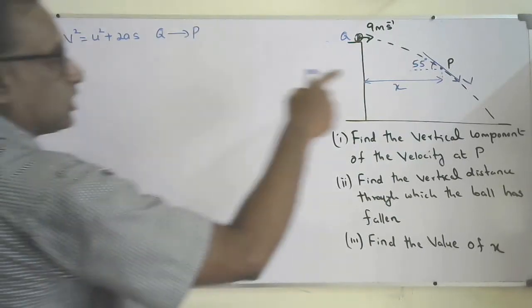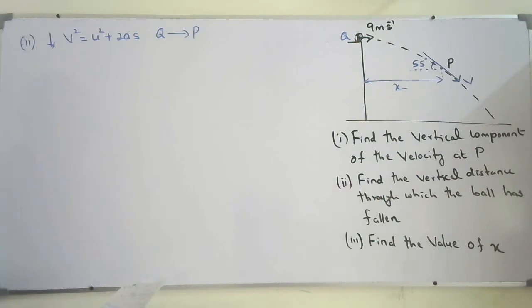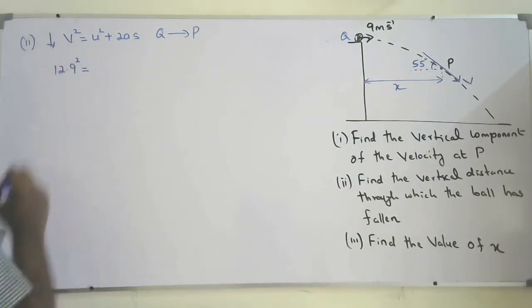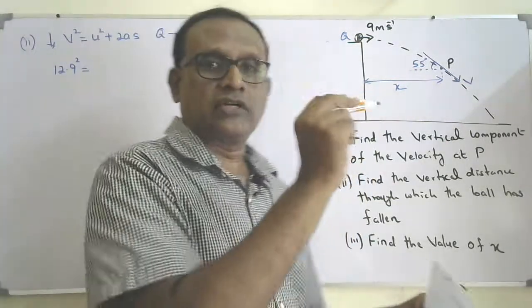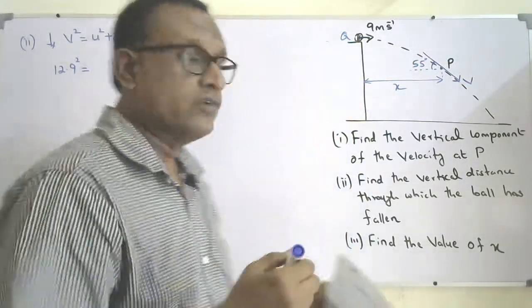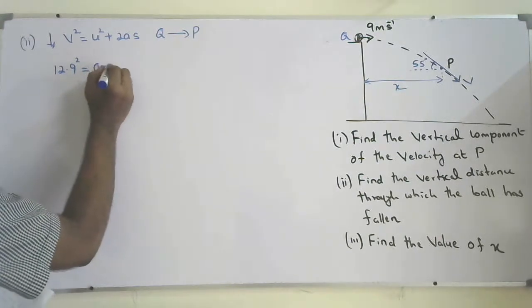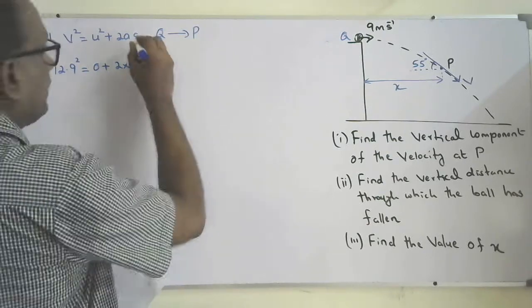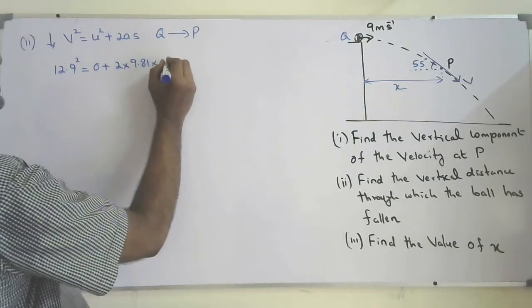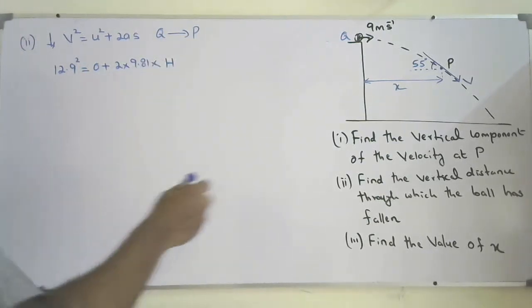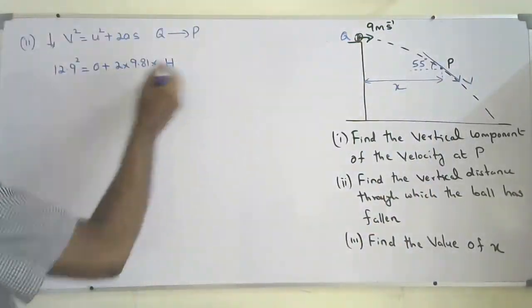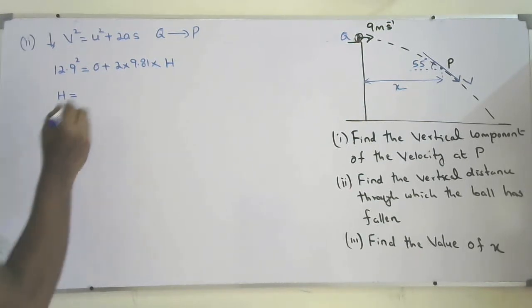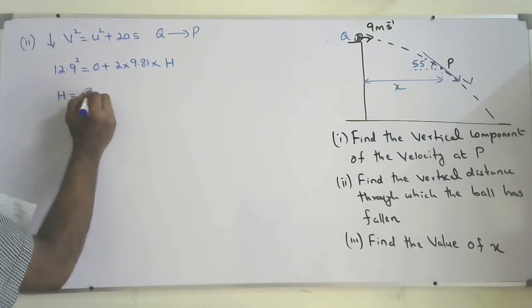So I know the vertical component of the velocity. I found it just now, that is 12.9 meter per second. So 12.9 squared equals, initially it was projected horizontally, we know a horizontal vector has no vertical component, so that will be 0 plus 2 into 9.81 into the distance it has fallen vertically. I'll call it capital H. That's the height it has fallen, right? So solve it and find H. You will get the answer 8.48 meters.